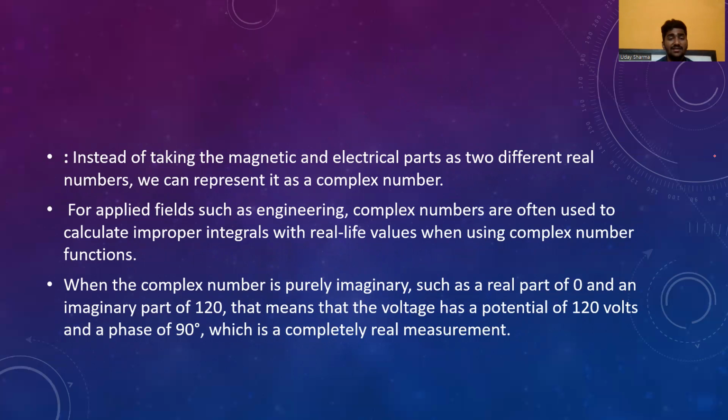For applied fields such as engineering, complex numbers are often used to calculate improper integrals and real-life values using complex functions. When the complex number is purely imaginary, such as a real part of 0 and an imaginary part of 120, this means a voltage potential of 120 volts and a phase of 90 degrees, which is a completely real measurement. We use these kinds of measurements of phase and voltage using complex analysis.